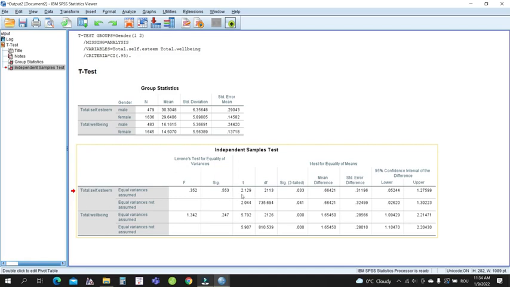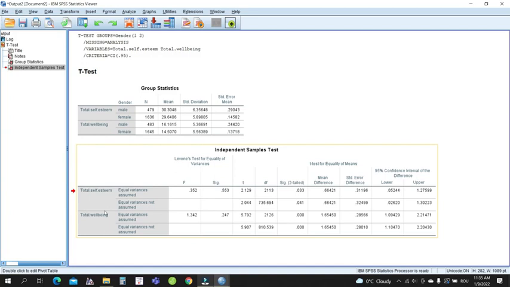And the t-value is 2.12 with a level of significance of 0.03, which is smaller than 0.05, so we can conclude that the difference of self-esteem between males and females is statistically significant, the male adolescents having a higher level than the female adolescents.